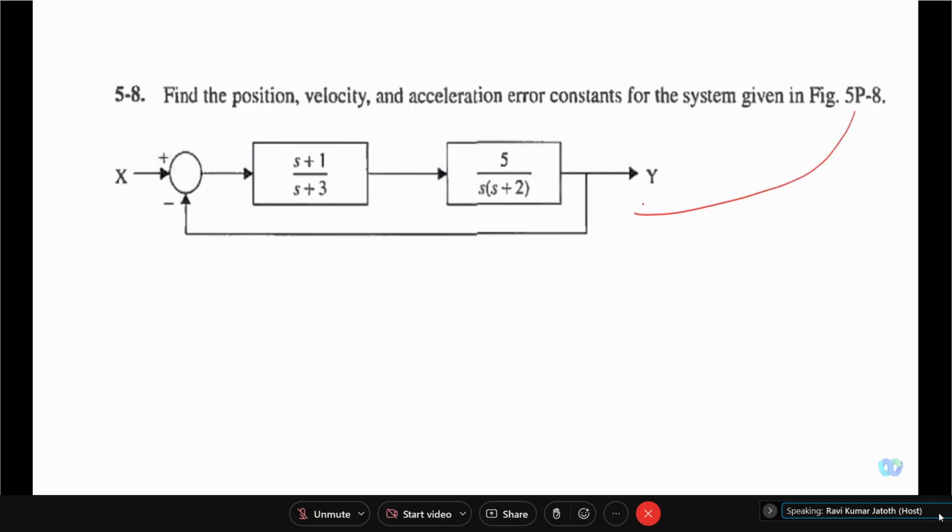So now let us take this 5-8 problem in Quo. Find the position, velocity, and acceleration error constants. What do you do? First, you have to take the open loop. When you are considering steady state error response, you have to take the open loop response, because the expression we have taken is E(s)/R(s). So open loop, not closed loop response, you have to take. So G(s) is equal to 5(s+1) by s(s+2)(s+3), correct?